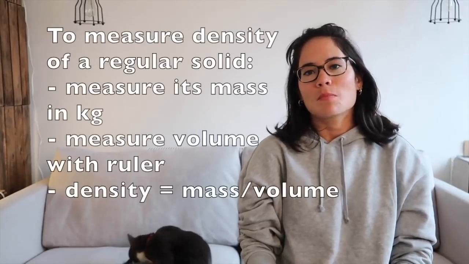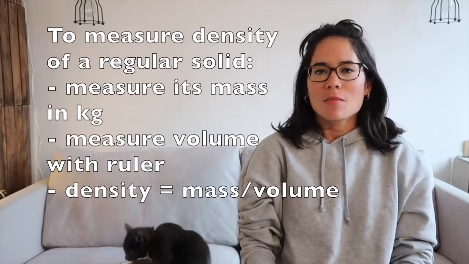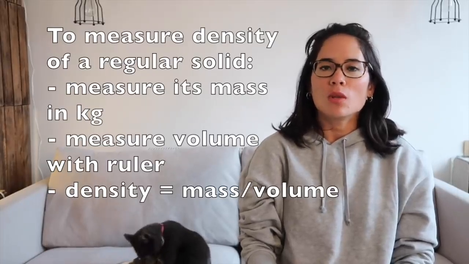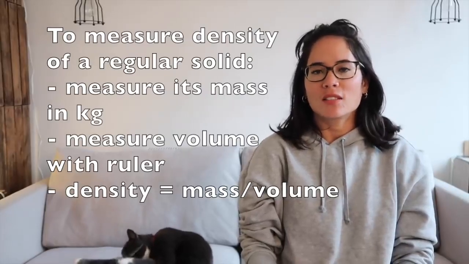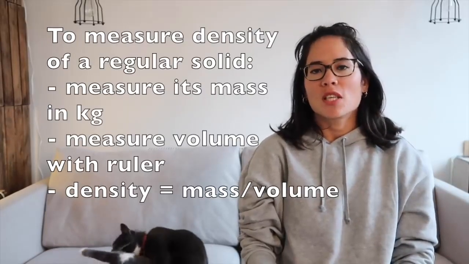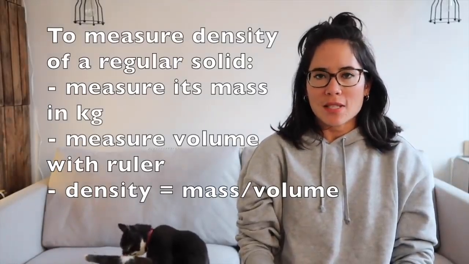So let's start with symmetrical objects, things that we can easily measure the volume of. So things like cubes, cuboids, brick, for example. Now, what you want to do here is obviously looking at the equation density equals mass over volume. You want to measure the object's mass using a top-pan balance and get that measurement in kilograms. Then to measure the volume, we simply use a ruler. We measure the length, width, and height, multiply those values together to work out the volume, substituting your mass and volume values into the equation, and out pops the density.